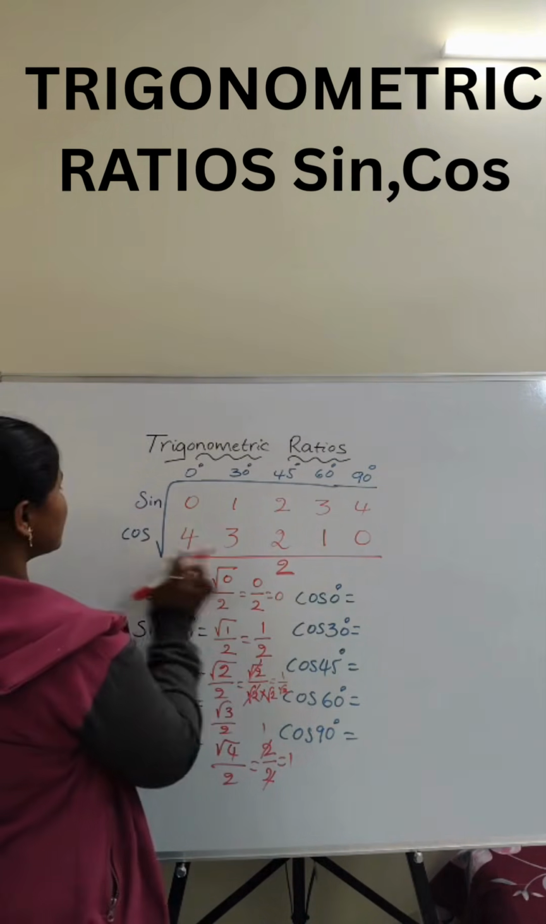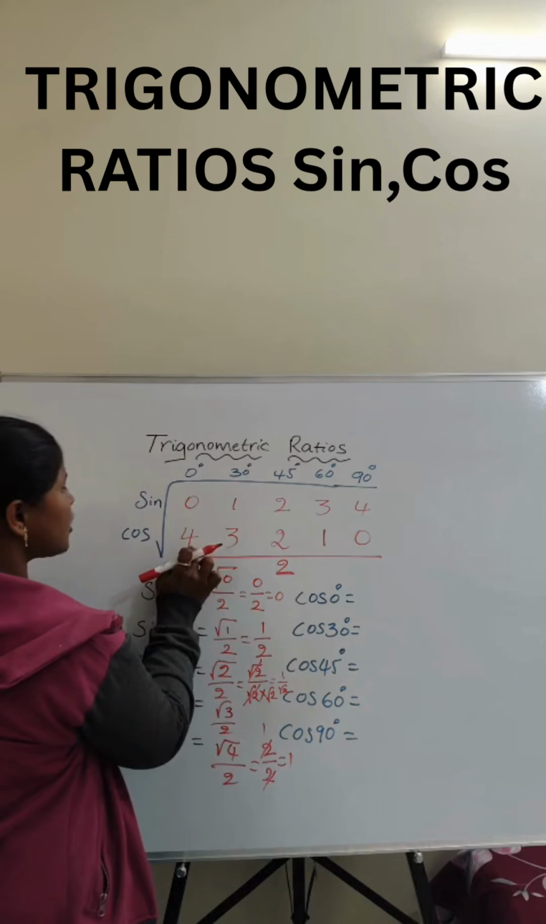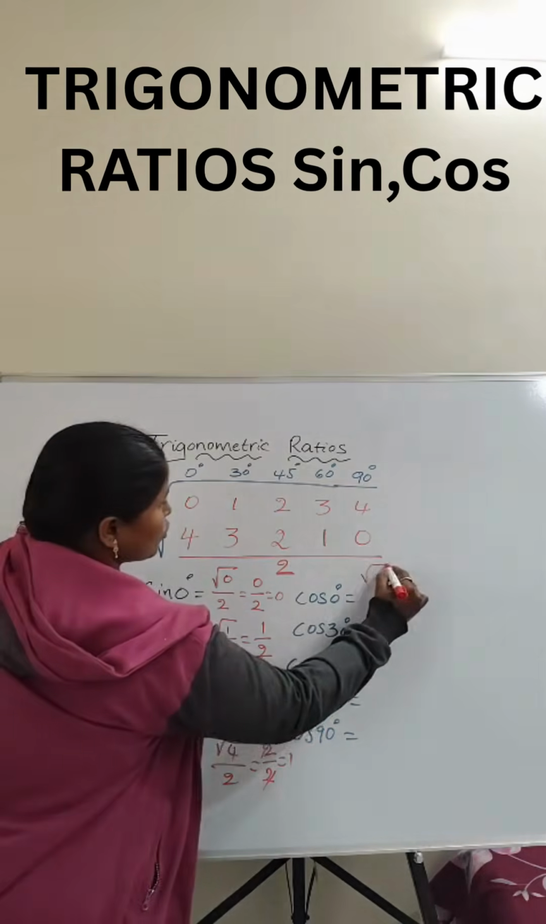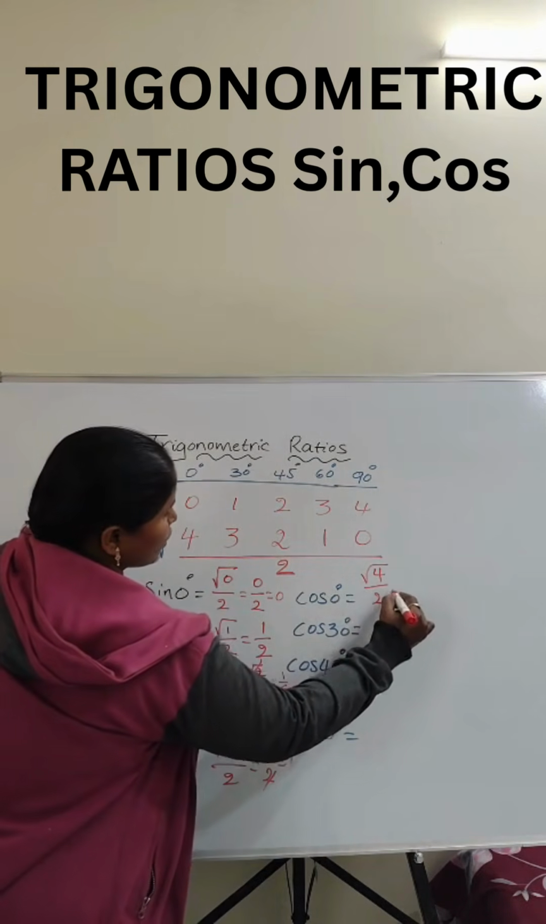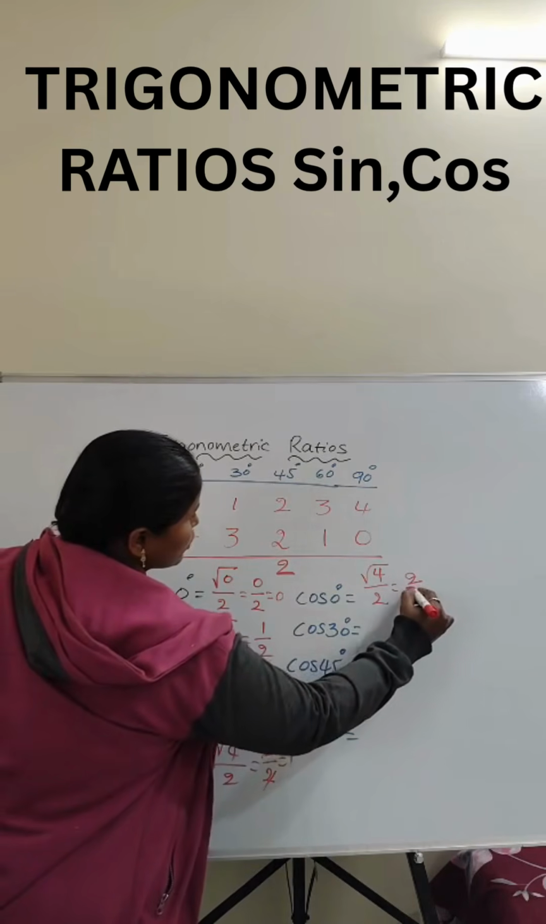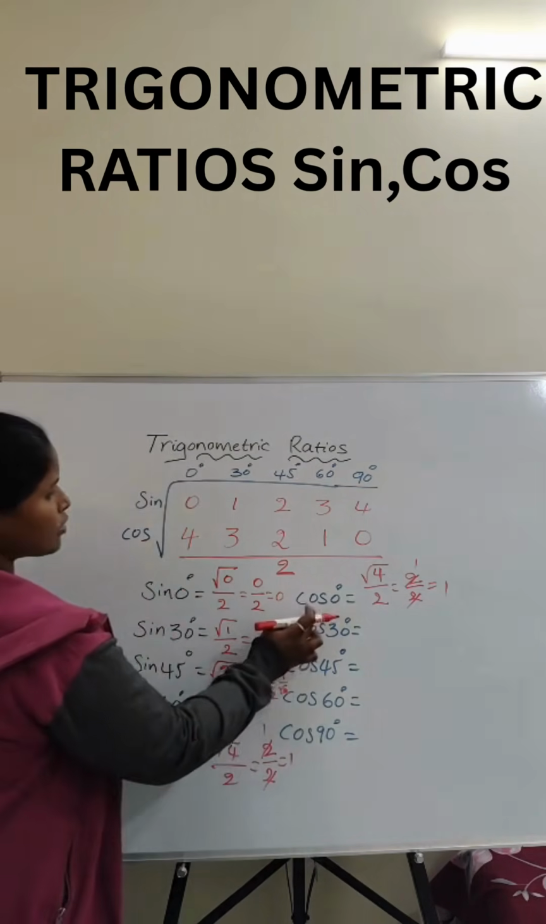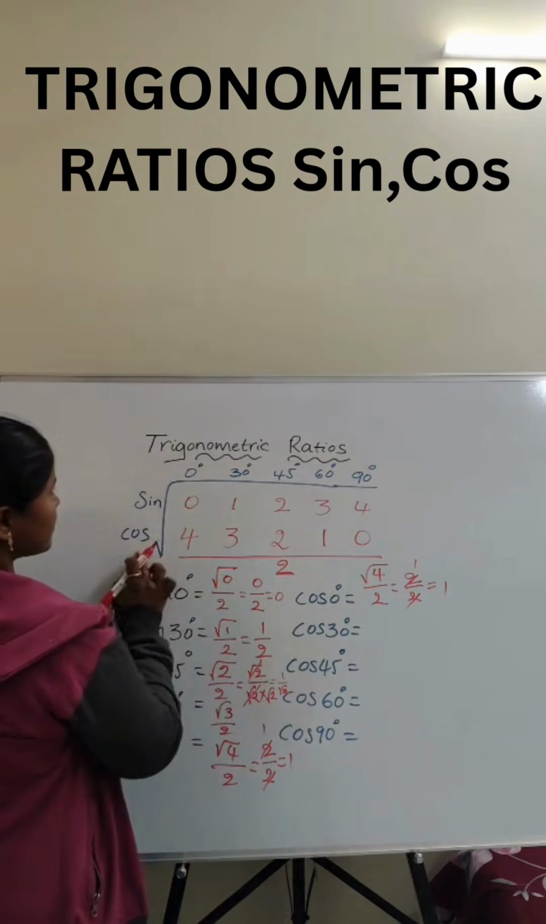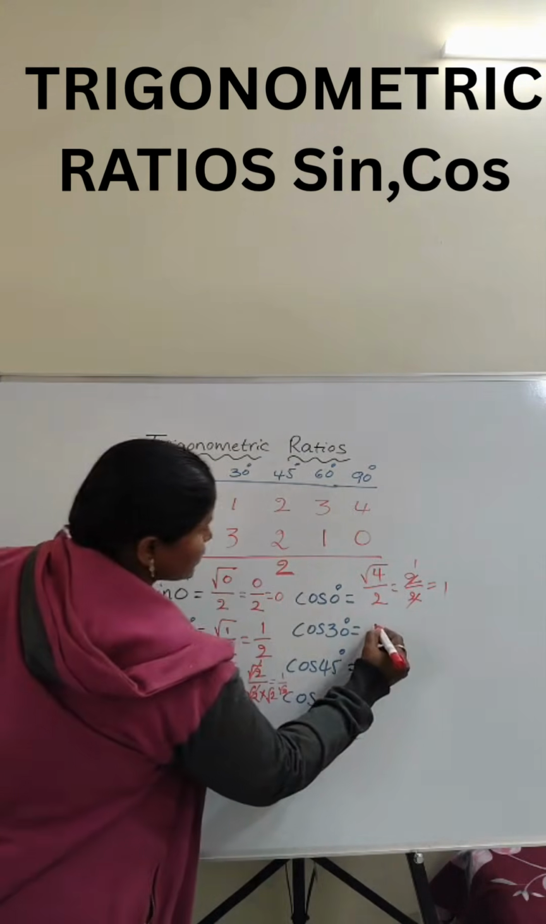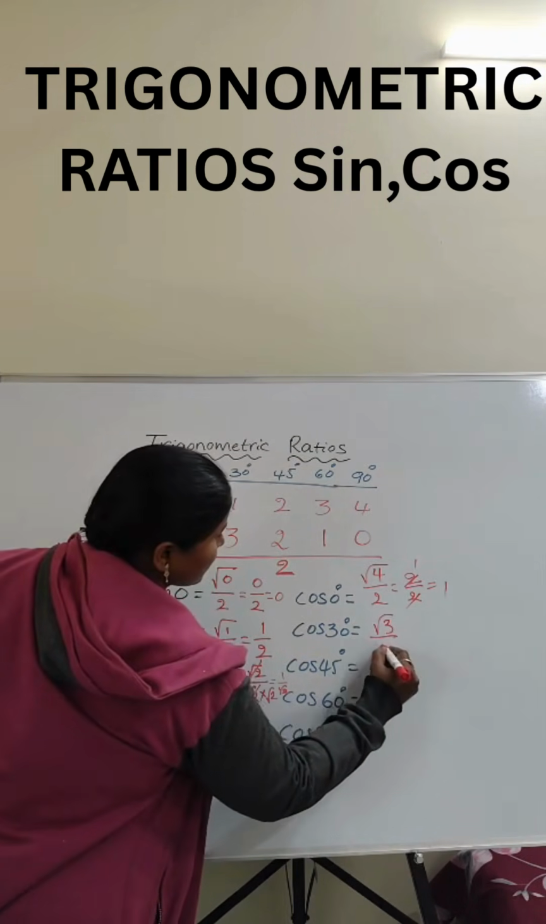Next, cos 0 degrees. Cos 0 degrees value is 4, so root 4 by 2. What is the value of root 4? 2. So 2 by 2, 2 gets cancelled, so 1. Cos 0 degrees is 1. Cos 30. Cos 30 is 3, so root 3 by 2.